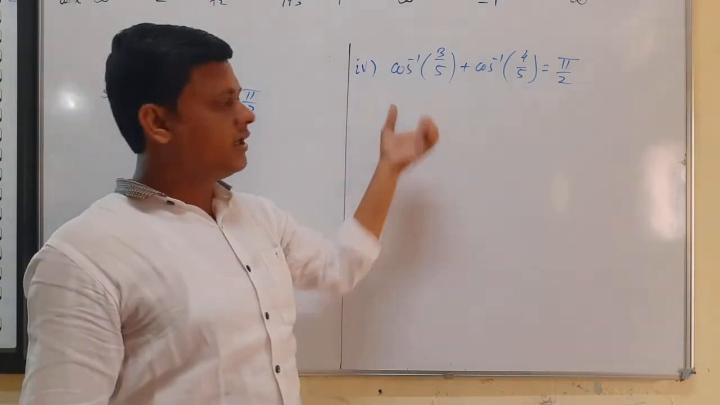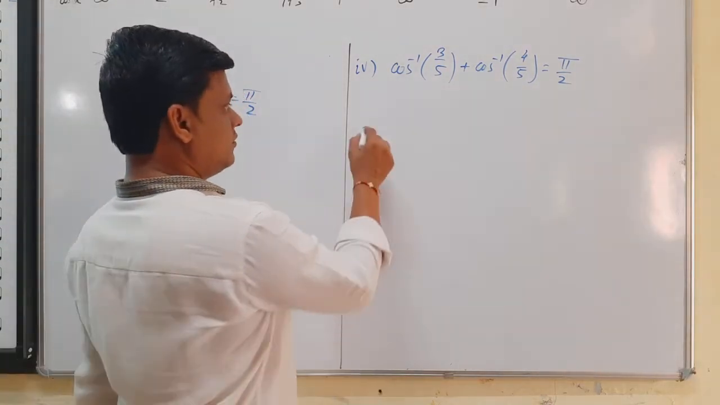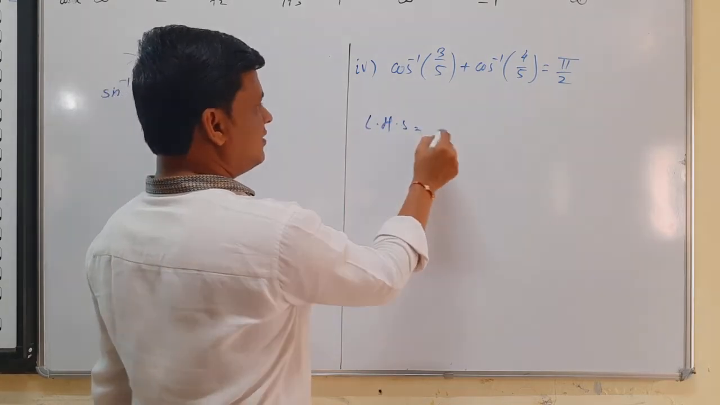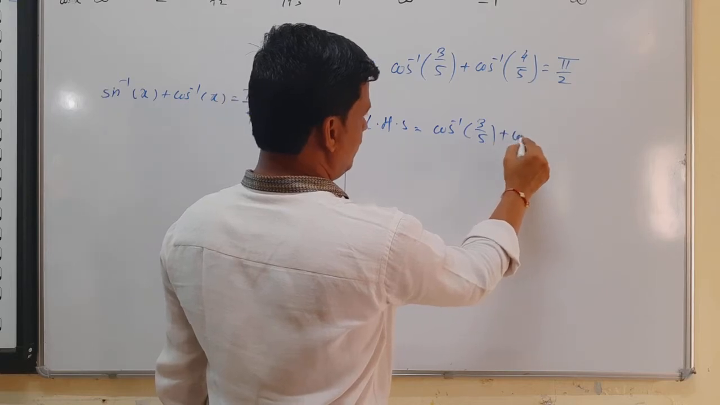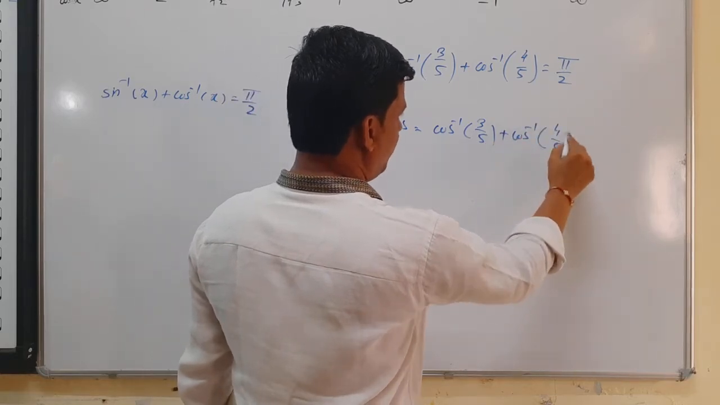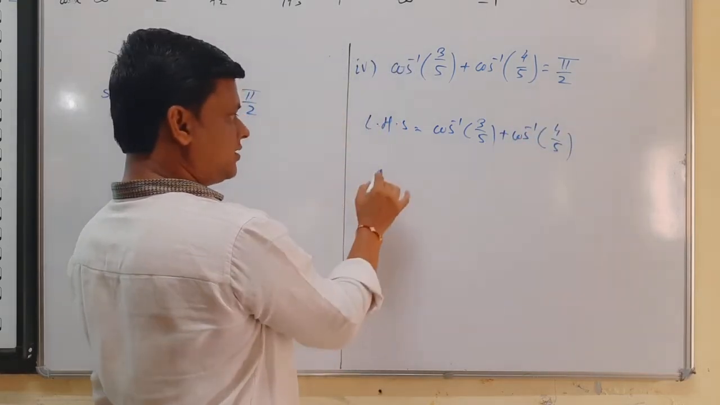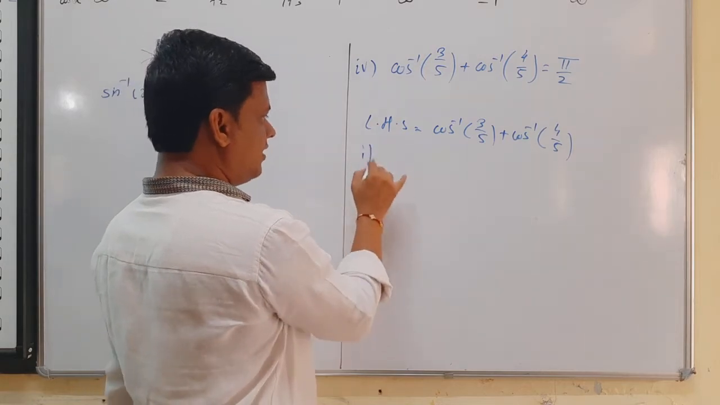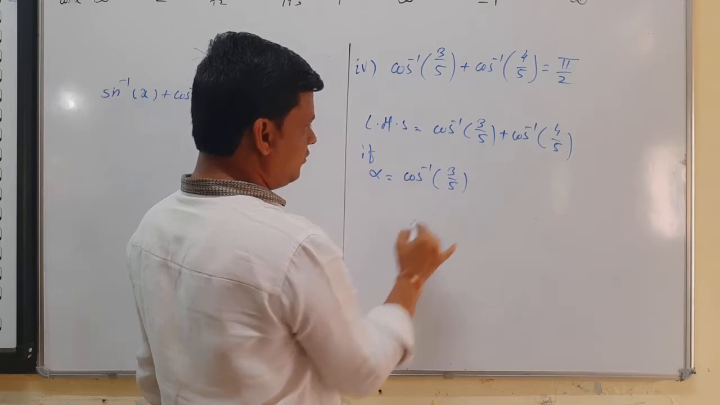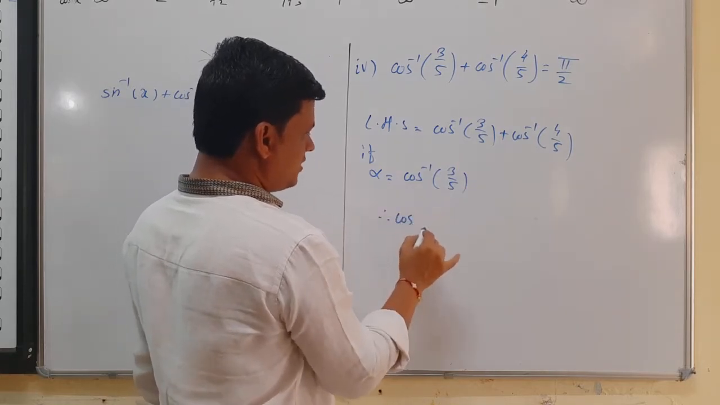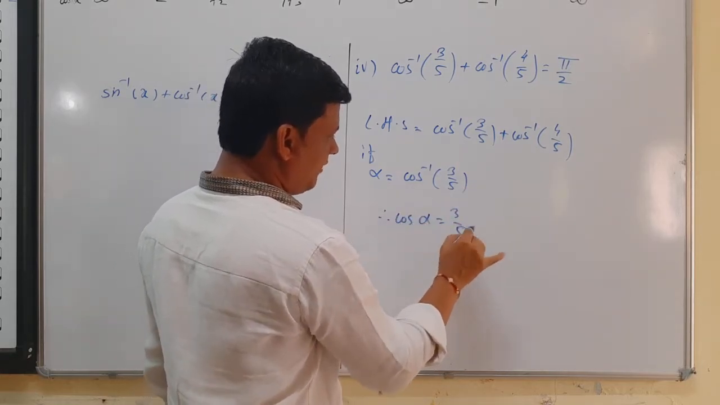So if we consider the first term in the LHS, cos inverse of 3 by 5 plus cos inverse of 4 by 5, we consider this first term, alpha equals cos inverse of 3 by 5, therefore cos alpha equals 3 by 5.